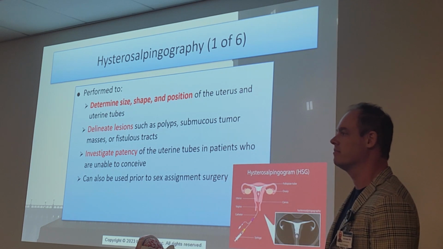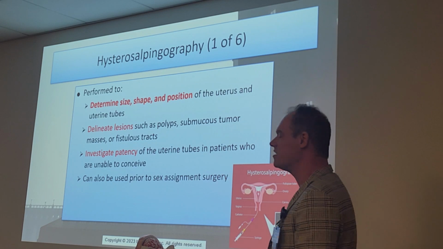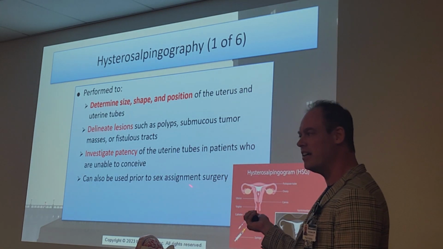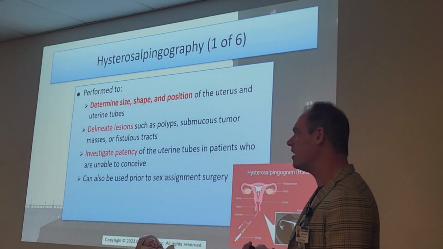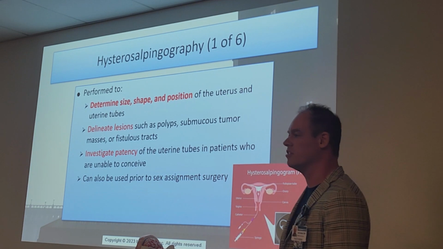Investigate patency of the uterine tubes in patients who are unable to conceive. To check how well they work, to make sure they can conceive. And then the weirdest reason, and this is what I used to do at TCH a few times, can be used prior to sex assignment surgery.